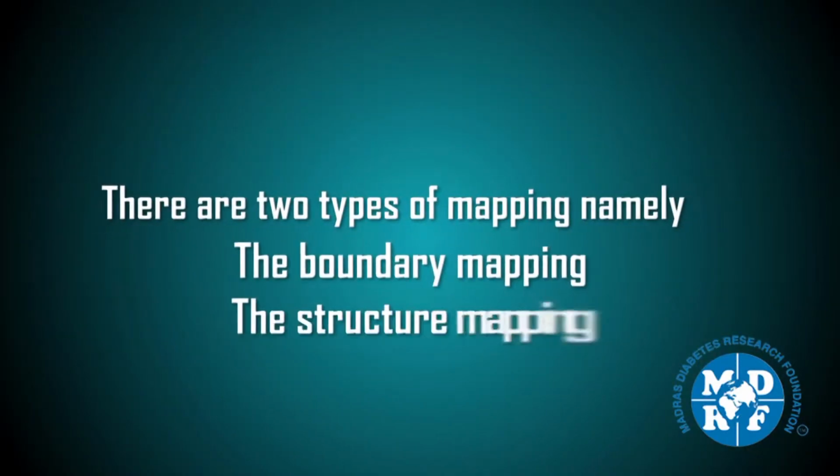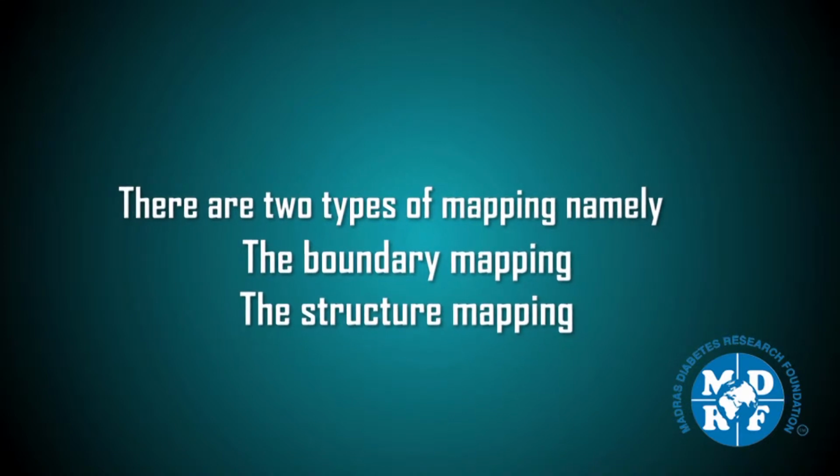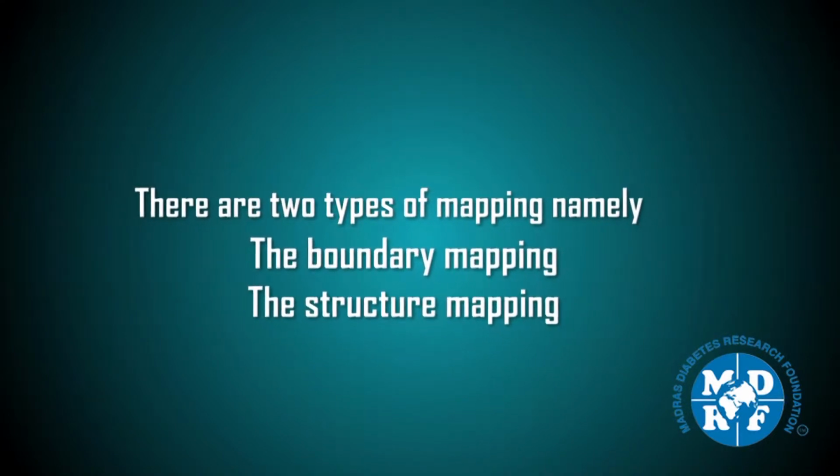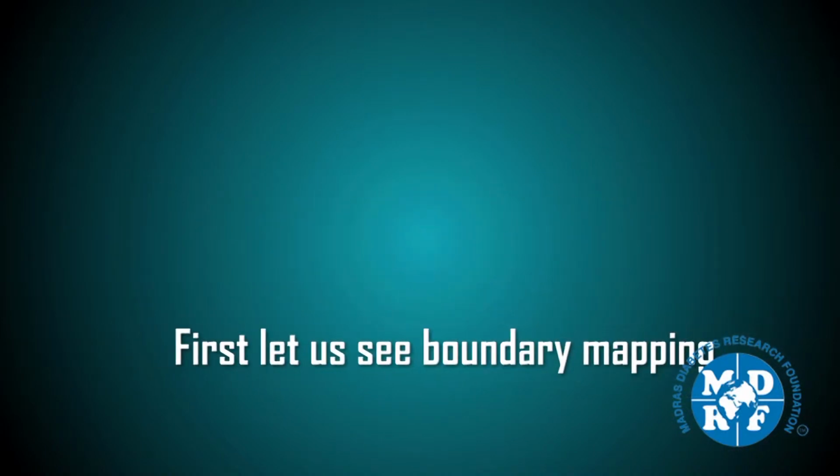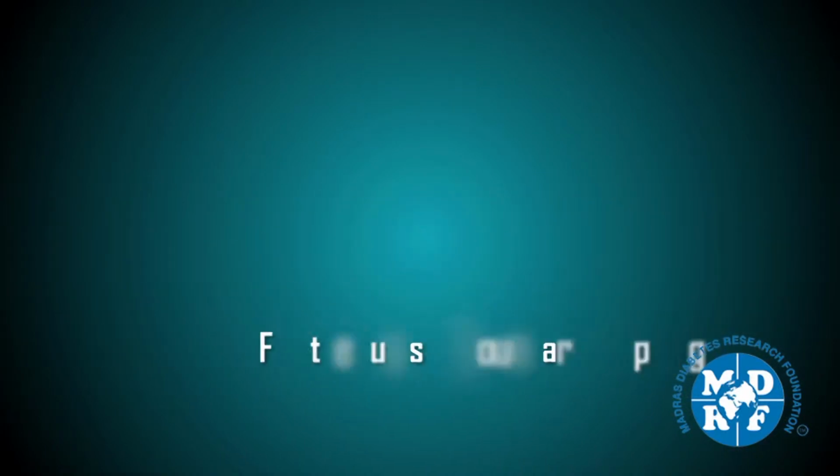There are two types of mapping, namely the boundary mapping and the structure mapping. First, let us see the boundary mapping.